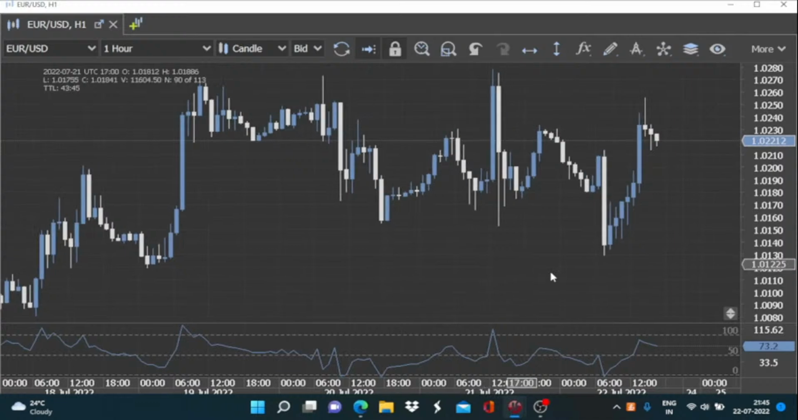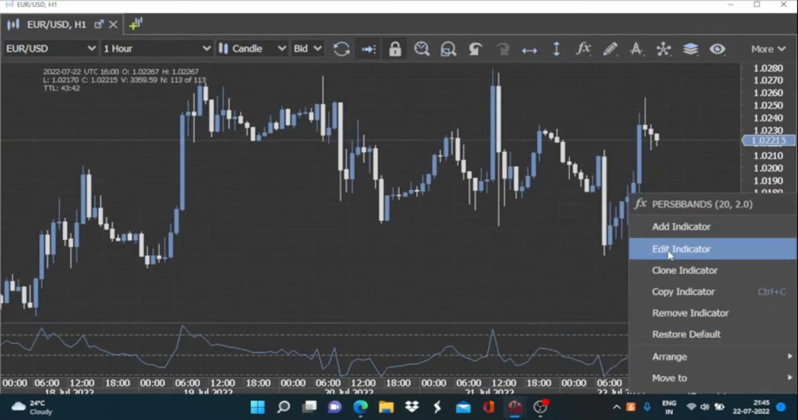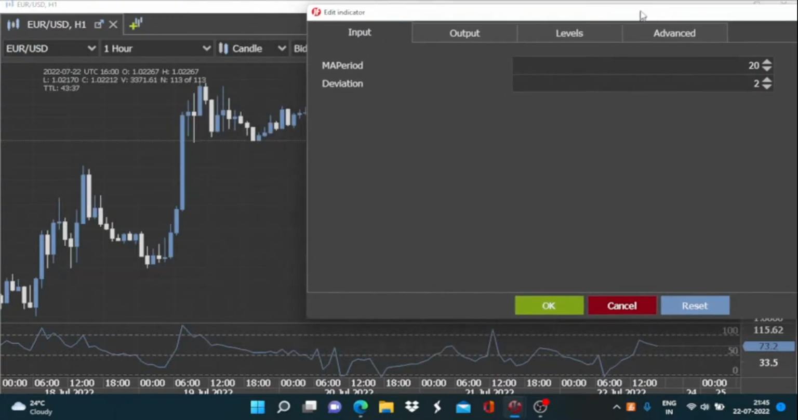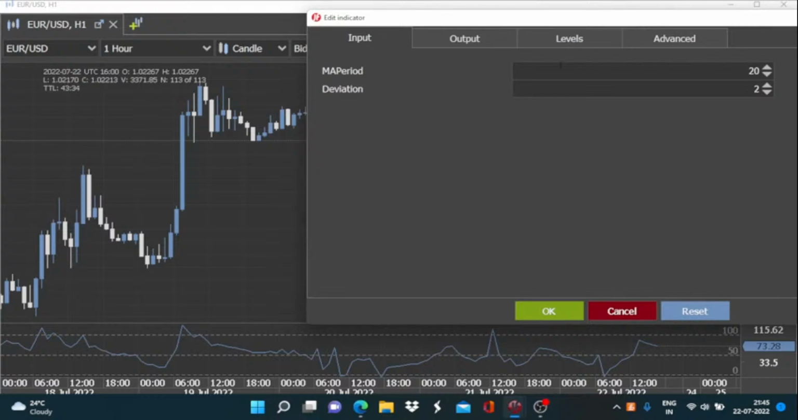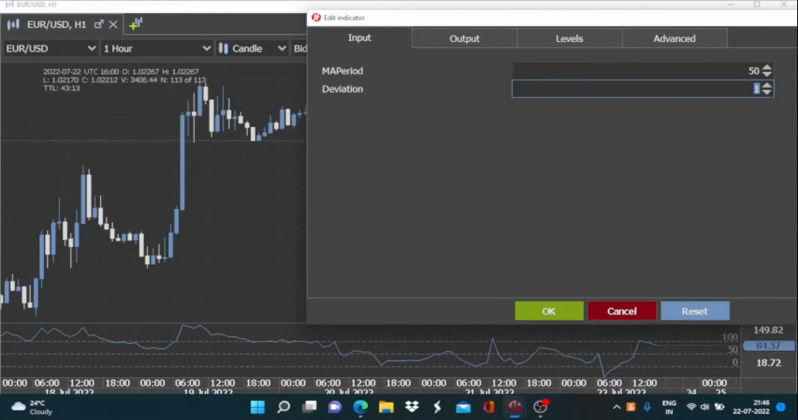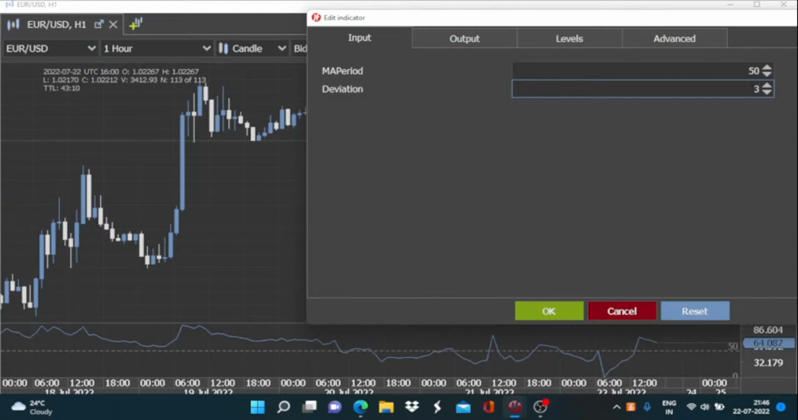Now let us consider the editing options provided on the platform to make this tool customizable as per our need. So this is the standard default setup where the moving average period is 20 and the standard deviation is 2. You can increase or decrease this combination. All you have to do is type in the given candle period which will be used for the calculation, and then you can also alter the deviation. If you want to lower the deviation, you can reduce it. If you want to increase the deviation, you can increase it.